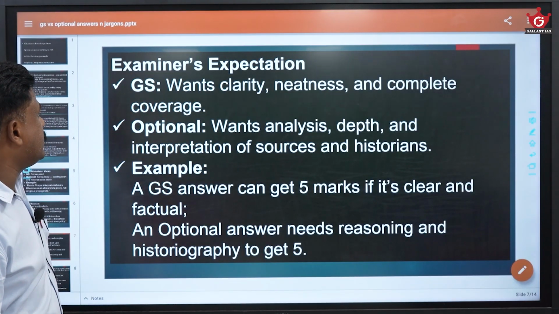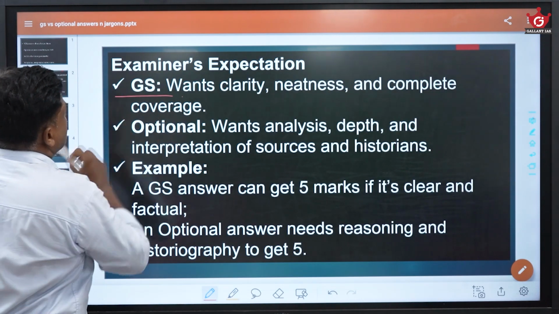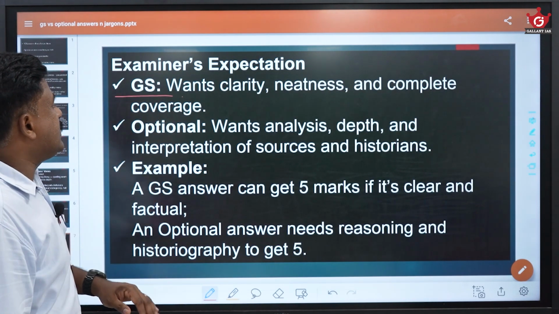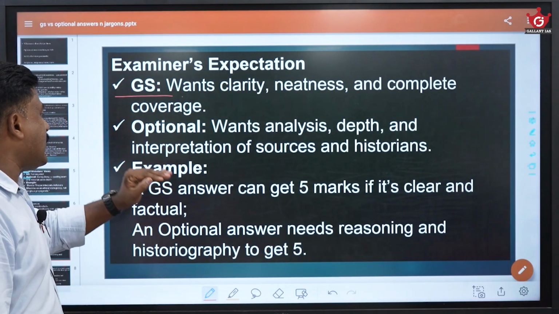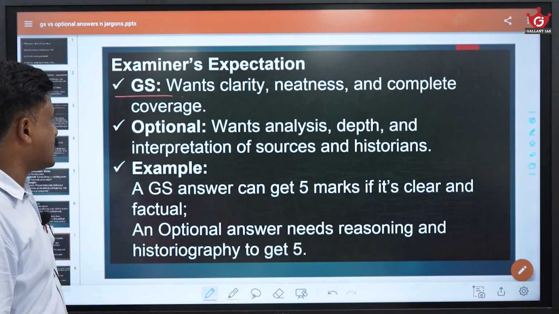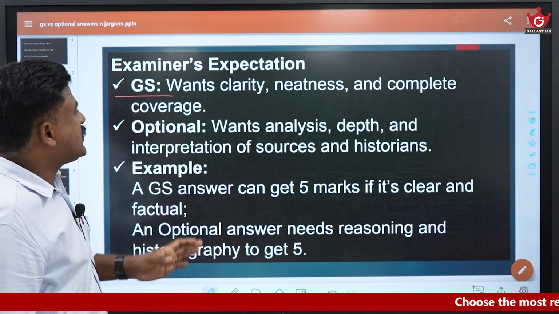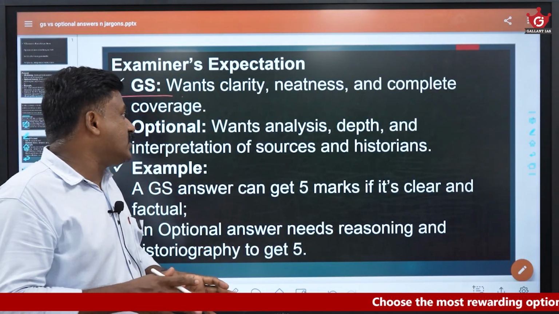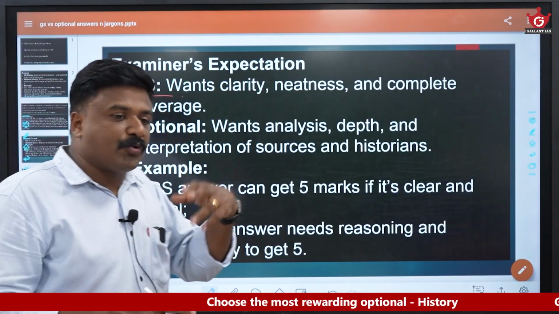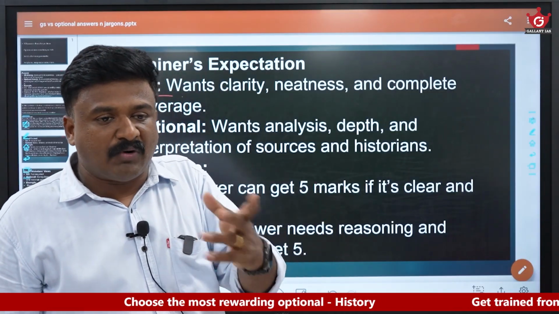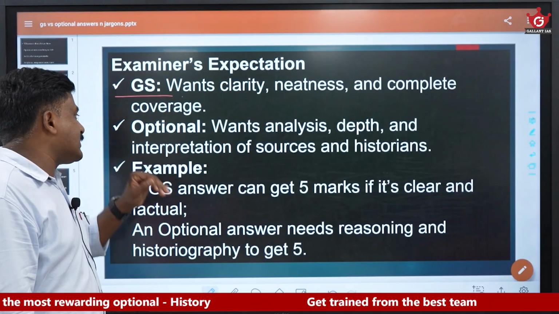The examiner's expectation in GS and optional answers. According to toppers, GS wants clarity, neatness, and complete coverage of the answer. Optional wants analysis, depth, and interpretation of sources and historians. You understood now? What is your examiner expecting from your side? GS wants clarity of answer, neatness, and complete coverage of the question parts. Maybe a question has 2 parts, 3 parts, 4 parts, whatever. Complete coverage of the question parts, neatness, clarity, etc.